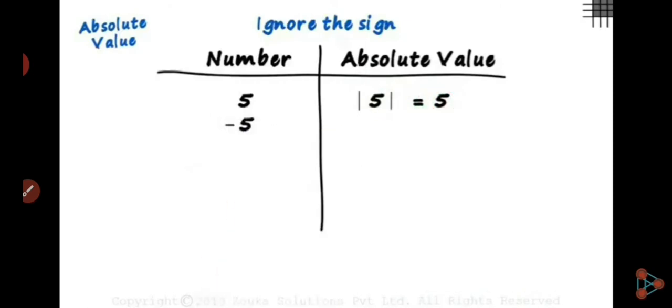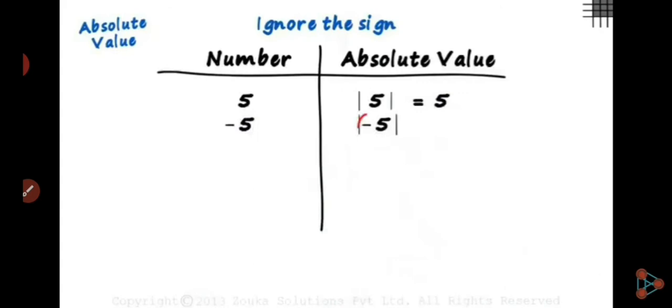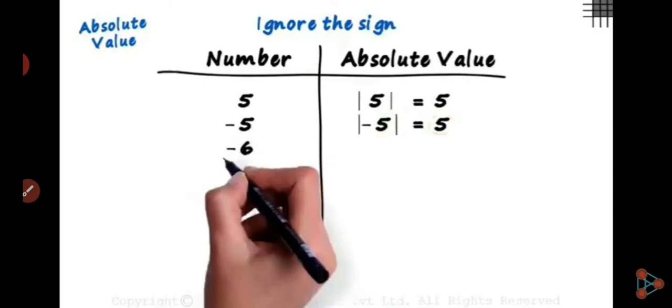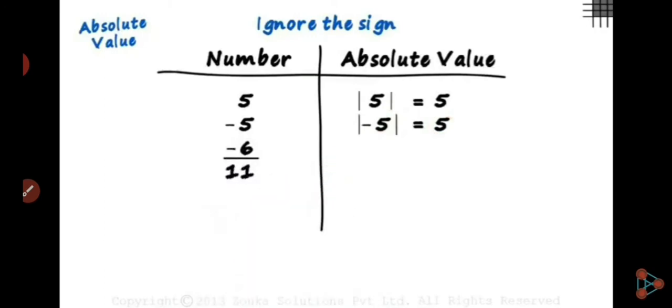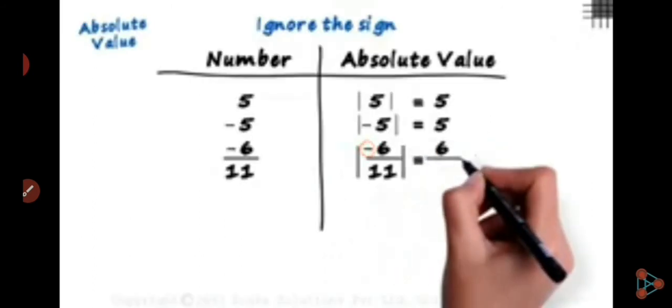What about minus 5? Its absolute value is written like this. This number has a sign. We just ignore the sign and write it as 5. The absolute value of minus 5 is 5. What is the absolute value of minus 6 by 11? It's written like this between two vertical lines. And what will it be equal to? Yes, we just ignore the sign and write it as 6 by 11.